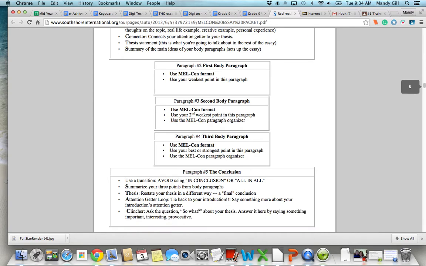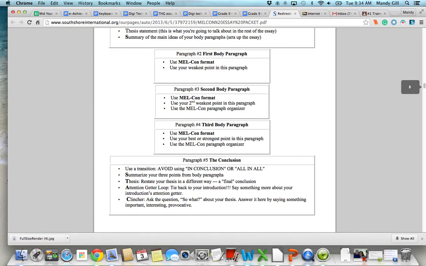And lastly, you will have a conclusion. That'll be your 5th paragraph. The acronym for a conclusion is STAC, S-T-A-C. And we'll talk about what that means when we get to conclusions. But today we're actually just going to focus on the introduction. So let's see what the agenda says to do next.